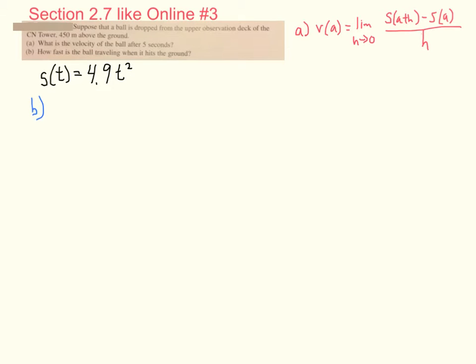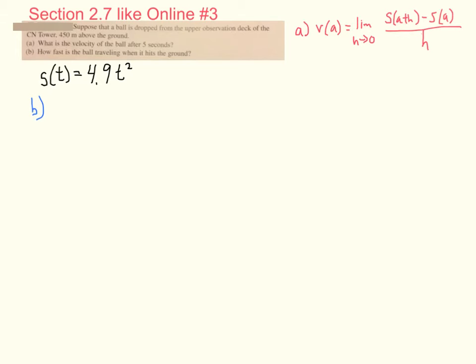So for part A, we have our formula for velocity given as the limit as h approaches 0 of s of a plus h minus s of a all over h, where s of t is given by 4.9 t squared, the formula for distance traveled at a certain time when a ball is dropped or anything is dropped with no initial velocity. So we're going to figure out part A. We're going to find the v of a, because we're going to use it again when we do part B.